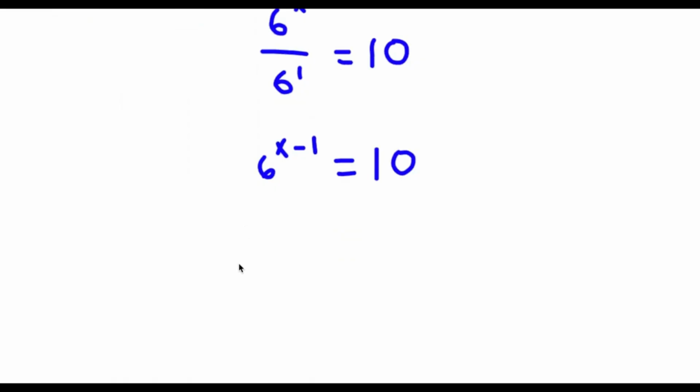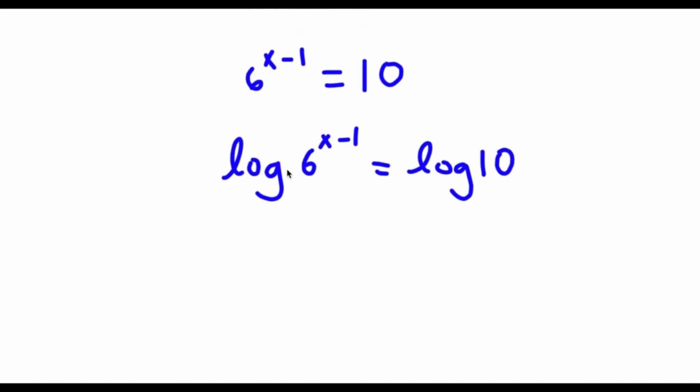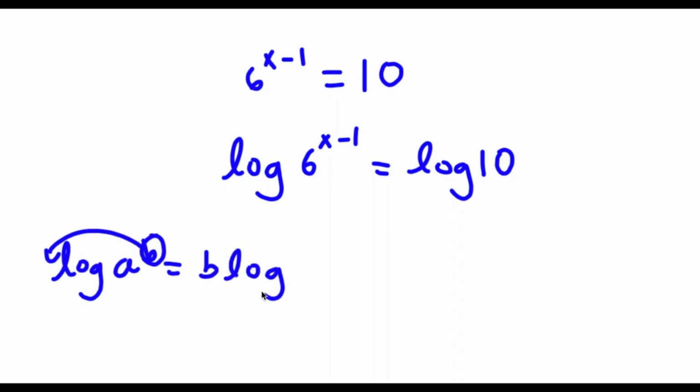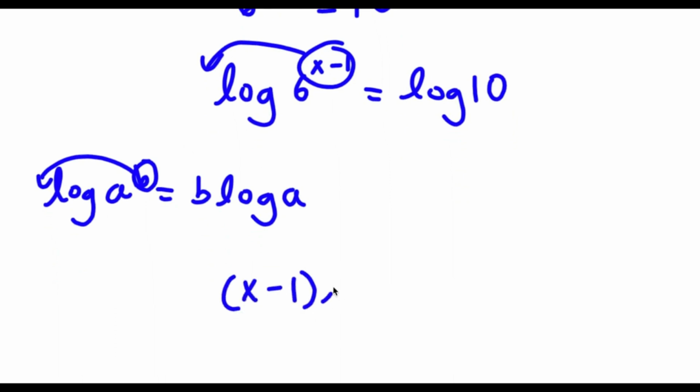Now, if I take the log on both sides, I have log 6 to the power of x minus 1 is equal to log 10. An important property of logarithms is that if I have something in the form log a to the power of b, I can move this exponent b to the front. So this is going to equal b times log a. So in this case, log 6 to the power of x minus 1, I can move x minus 1 to the front. So this is going to equal x minus 1 times log 6, which is equal to log 10.